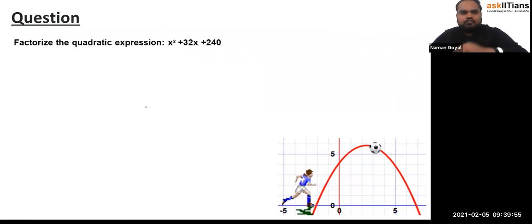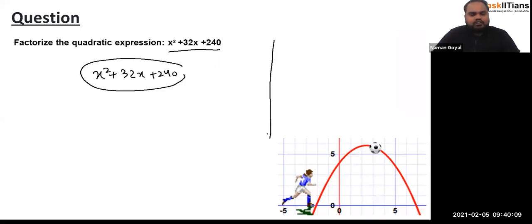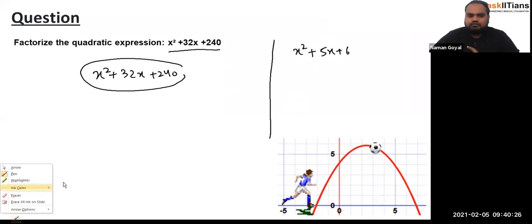Now there is a question: factorize the quadratic expression x square plus 32x plus 240. First of all we are going to start with a very simple one: the quadratic expression x square plus 5x plus 6. We want to factorize this one first, then we move to the other.